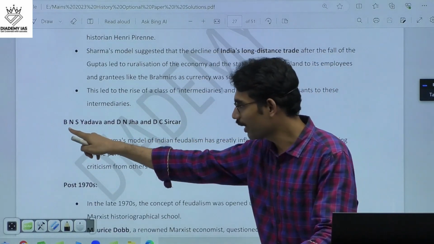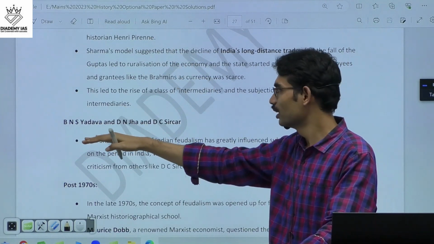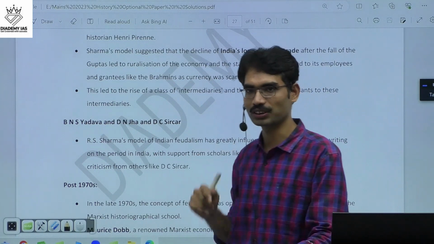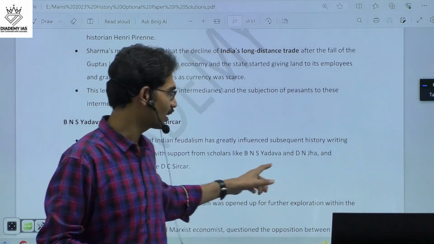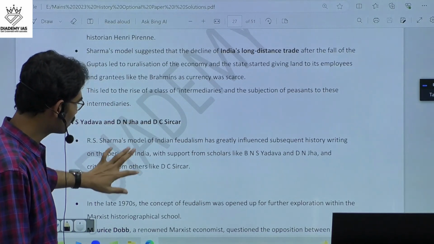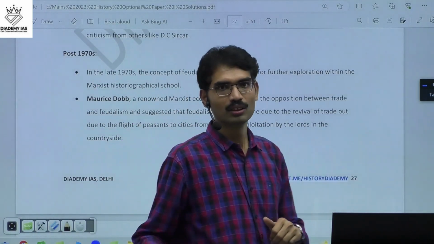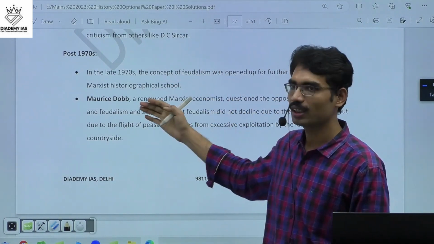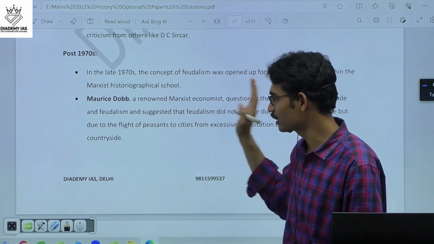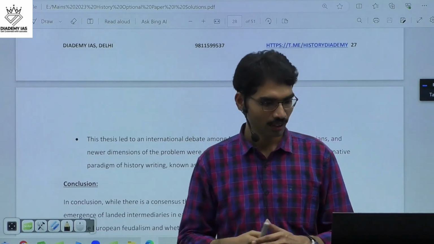And there are other scholars who agreed with this, like B.N.S. Yadava and D.N. Jha. They agreed with R.S. Sharma's view, and D.C. Sarkar opposed R.S. Sharma's view. But these are the names you need to mention in this particular example, because it is particularly asking about the proponents, and you have to mention the scholars. This is the question when it comes to feudalism.